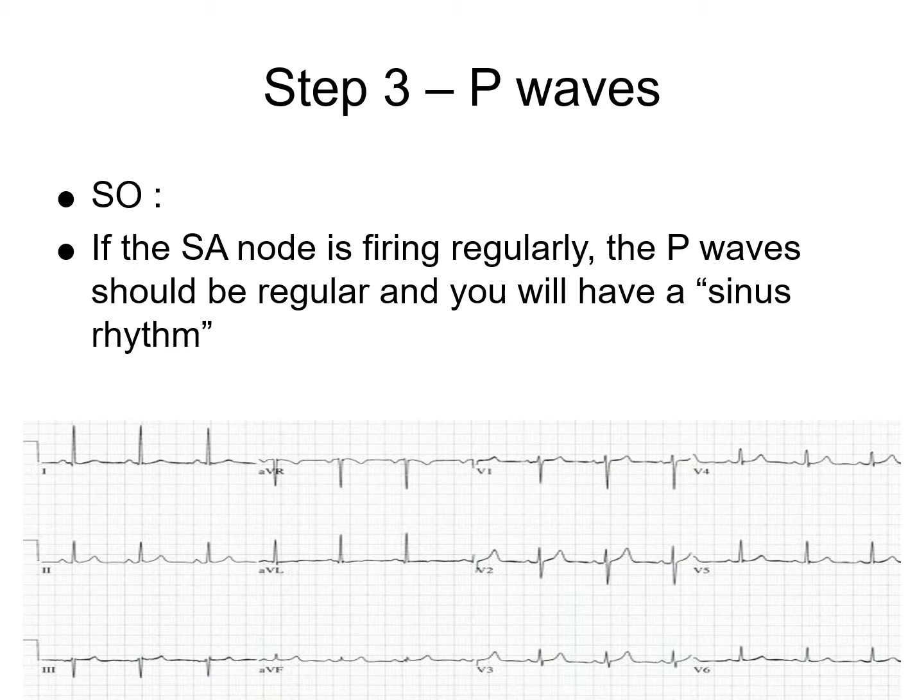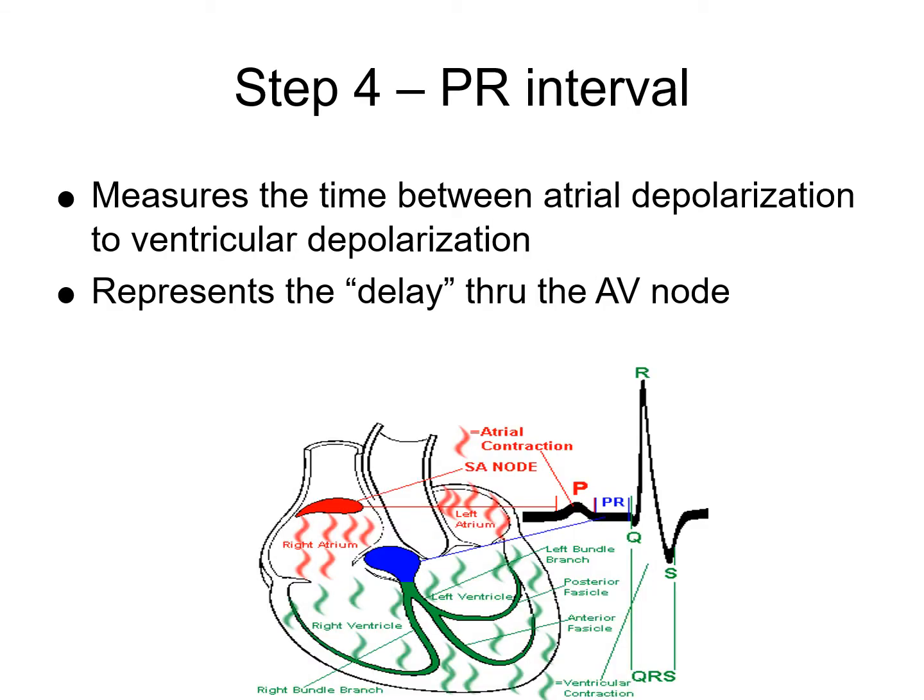All right, I'll try not to spend several minutes on each slide. It's 45 slides. All right, so now we're looking at the P to R interval. That's the time between atrial depolarization and ventricular depolarization. This represents that delay through the AV node, and there should be a slight delay, but if you have a prolonged delay, then you need to see what's going on, okay?